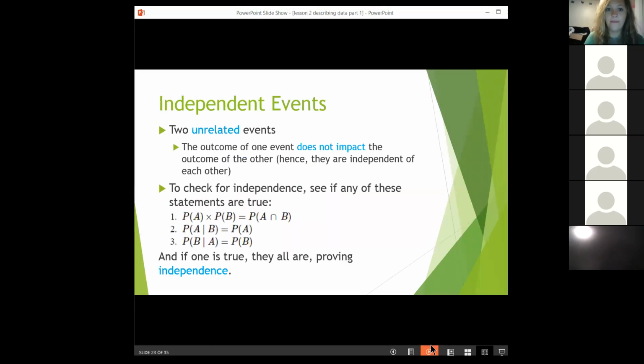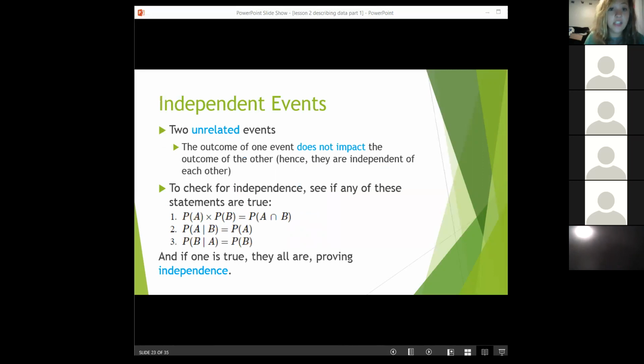What else do we got? Okay, independent events are going to be, this is the last slide, then we're going to reviews. Independent events are events that are unrelated, so one event doesn't impact the other one. That means they're independent of each other.